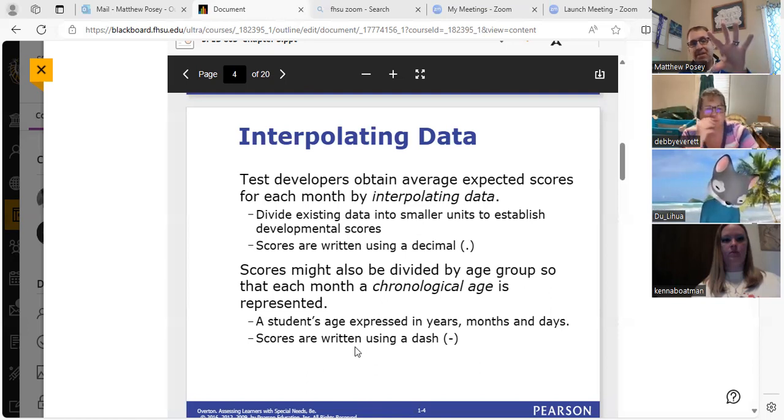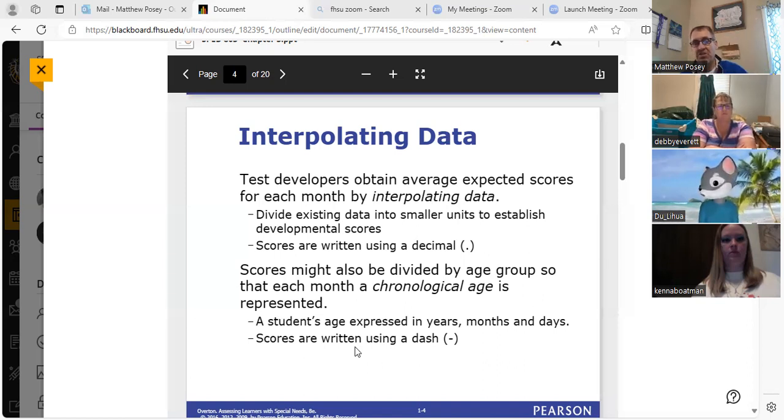There's going to be a category showing the student's age expressed in years, months, and days. A lot of times at the header on the introductory page of our report, it will have that student's chronological age represented in years, months, and days as of the day we're testing them.